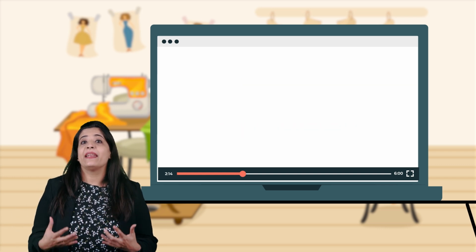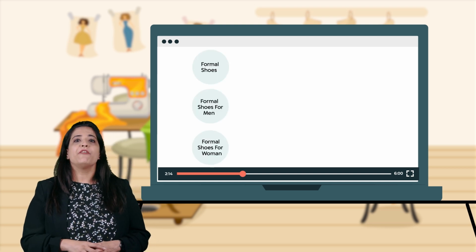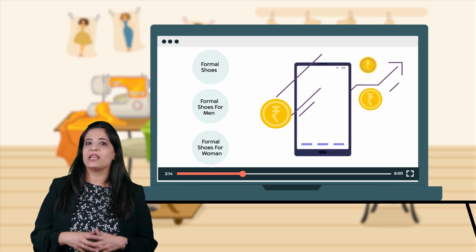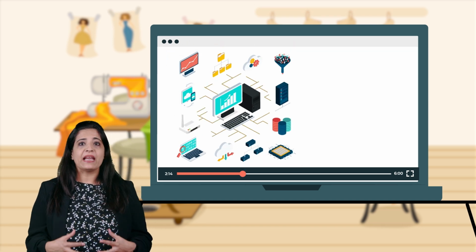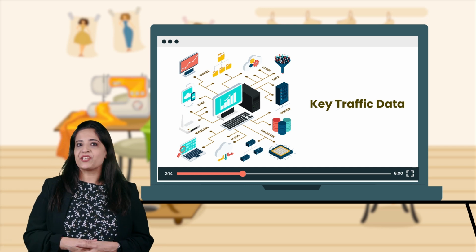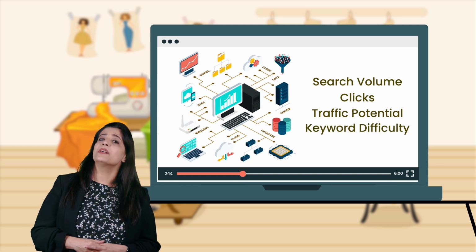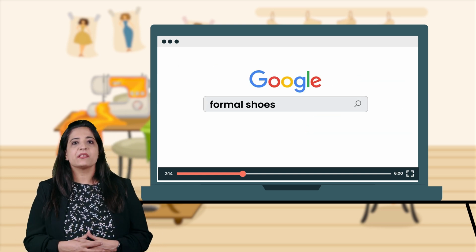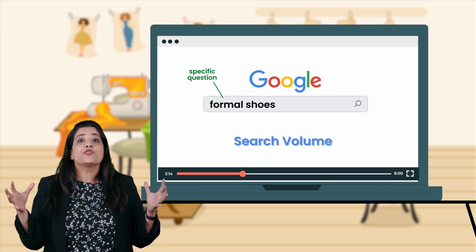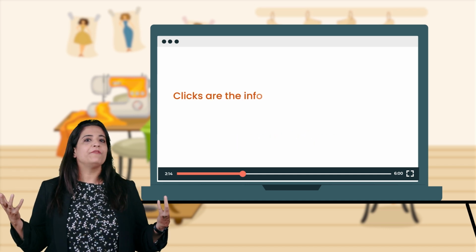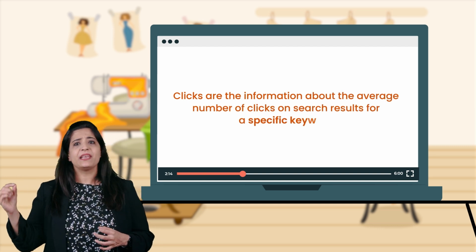Then, we need to analyze the keywords. Only identifying the keywords can benefit you if you don't know how to use them to generate sales and money. You can spot this possibility by looking at key traffic data such as search volume, clicks, traffic potential, and keyword difficulty. The number of times a specific question has been searched online is known as search volume. Clicks are the information about the average number of clicks on search results for a specific keyword.